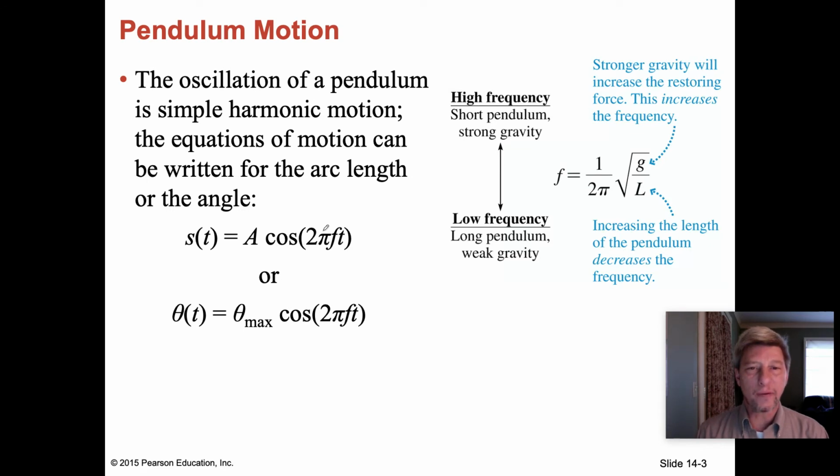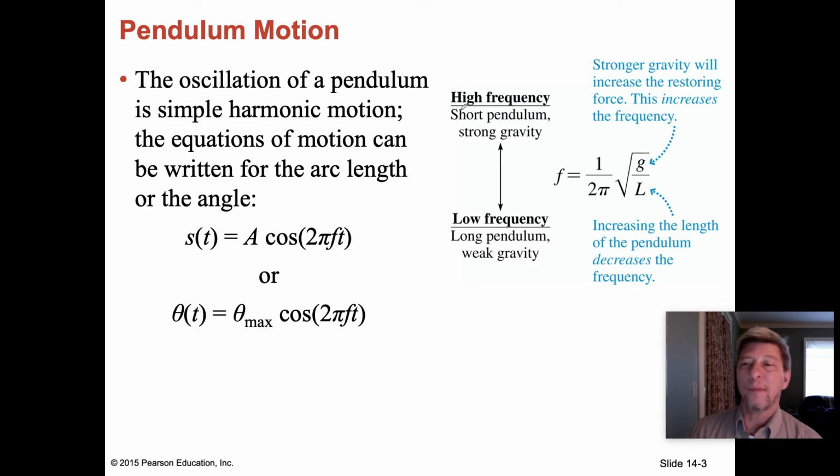Now, the oscillation of a pendulum is, of course, simple harmonic motion. And so we can use the equations of motion written in terms of the arc length or the angle. The displacement, s, the arc length, is going to be the amplitude times the cosine of the quantity 2 pi times the frequency times time. Or the angle theta at a given time can be given as theta max times the cosine of 2 pi times the frequency times the time.